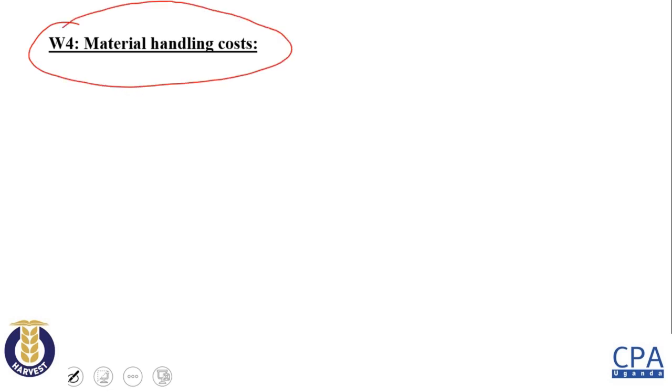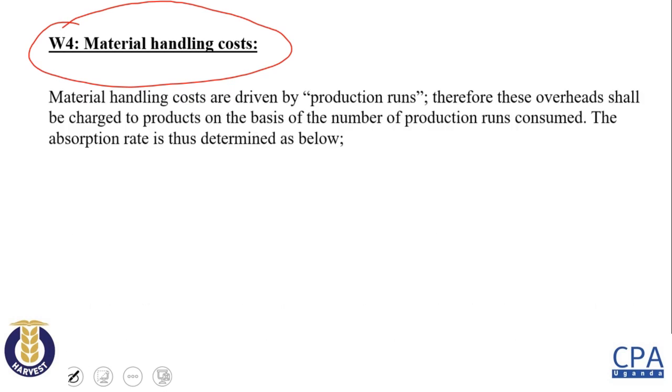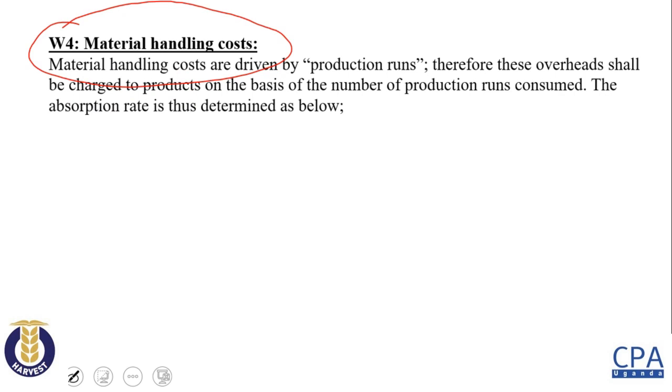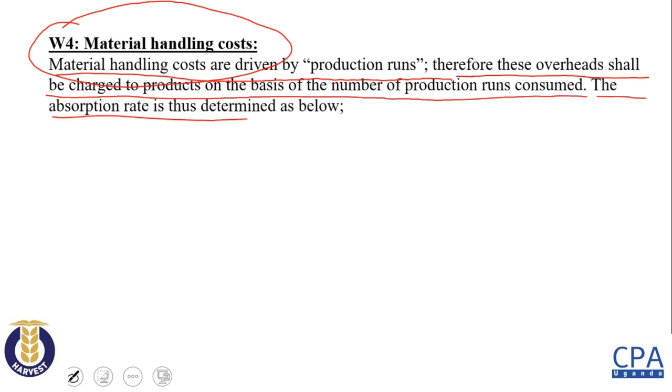So beginning by, of course, giving your working number 4, material handling. And it would be better in the examination if you gave this kind of remark that the material handling costs are going to be driven by production runs, as I've done before. Therefore, these overheads shall be charged to products on the basis of the number of production runs consumed, and therefore the absorption rate is thus as follows.